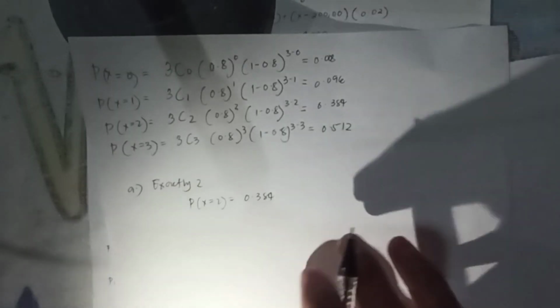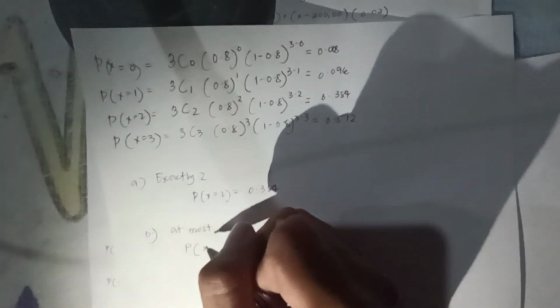And then the question is letter A, exactly 2. So therefore, you get the probability that exactly 2, which is P equals to 2, the answer is 0.384. So therefore, the probability of x equals to 2 would be 0.384. That is already obtained from the solutions.